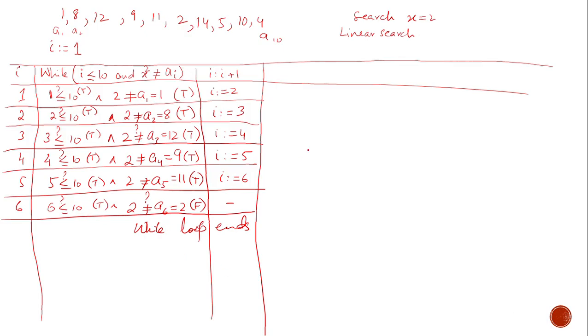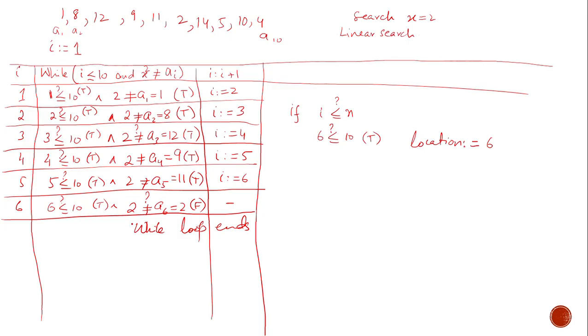After the while loop ends, we check if I is less than or equal to n. I is the location where we are standing. So I is 6 here. Is 6 less than or equal to 10? Yes, which means that the location variable is assigned the value I. So I has value 6, so location is 6.